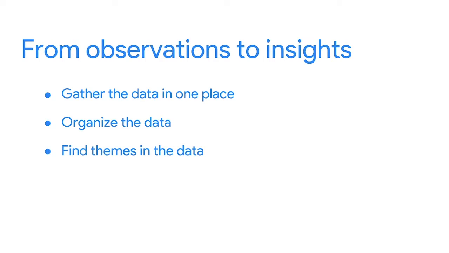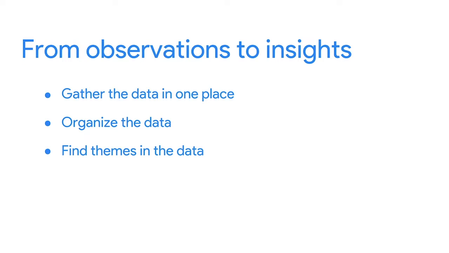Third, we find themes in the data. One of the key goals of user research is to identify themes, or patterns, that are common across participants. Once you recognize the themes, it's easier to turn the feedback into something actionable. And finally, we create a list of insights based on the themes.